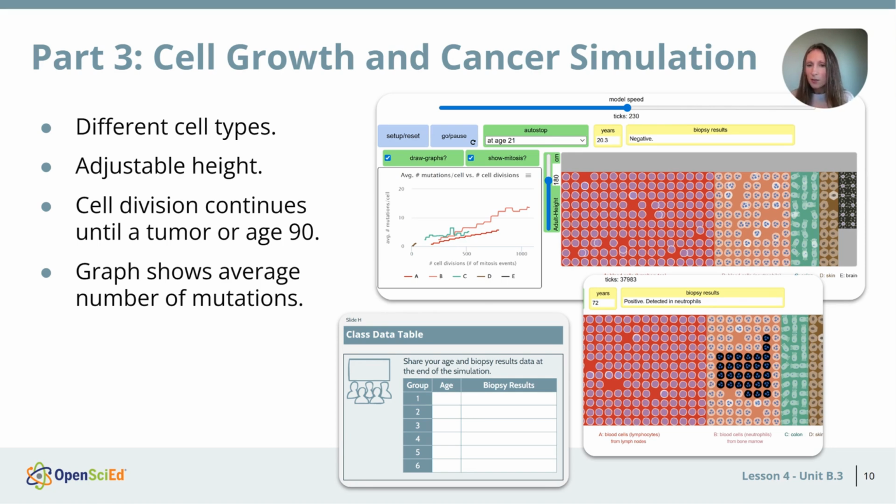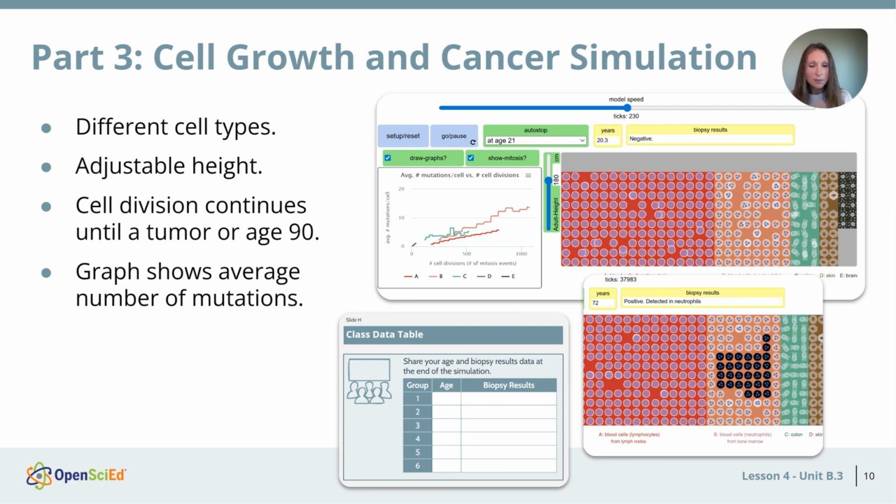Students are instructed to run the simulation until a tumor or age 90 is reached. If a tumor results, then they keep track of the age at which it was reached and the biopsy results. The simulation will indicate the cell type and whether the biopsy was positive or negative. My students enjoyed playing the simulation over and over again, trying to get cancer.